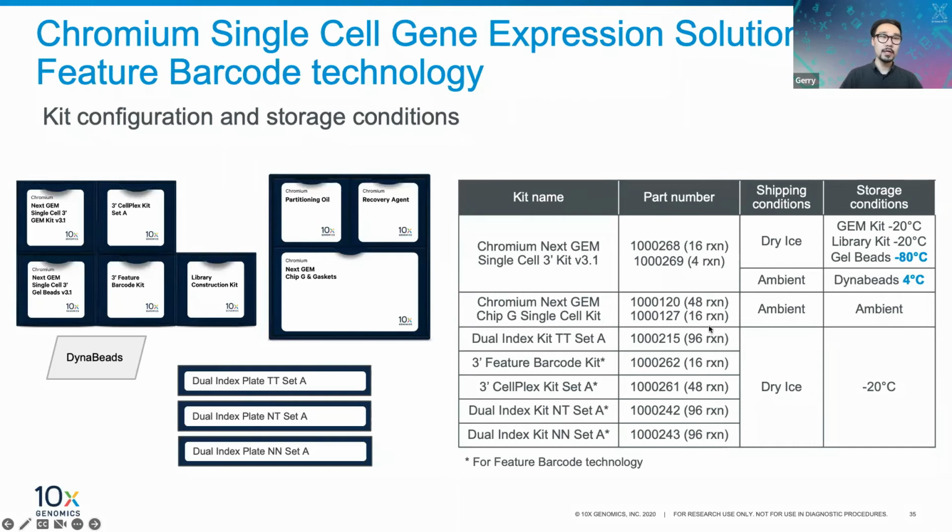The important thing to note is that things are either stored at -20 or at ambient temperature. But the important thing to note is that the gel beads absolutely need to be stored at -80 degrees. If you store them at -20, they will clump together and will be useless. So please, when you receive your gel beads, put them at -80. And similarly, the Dynabeads go at 4 degrees. Everything else is either ambient or -20.